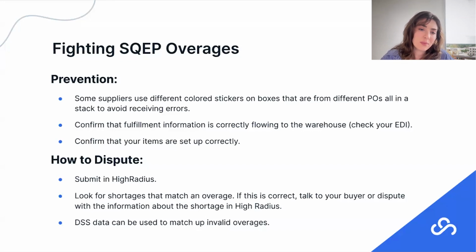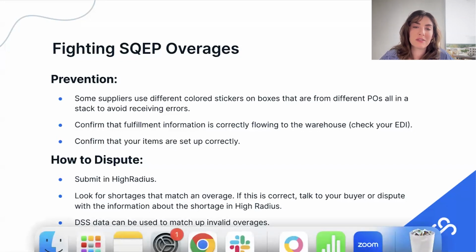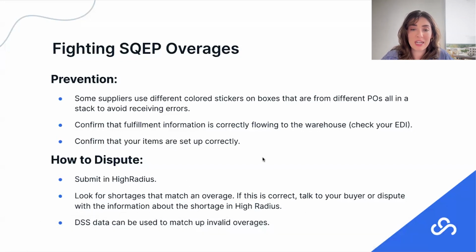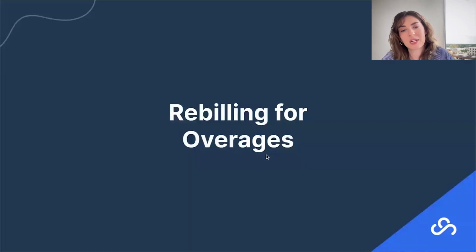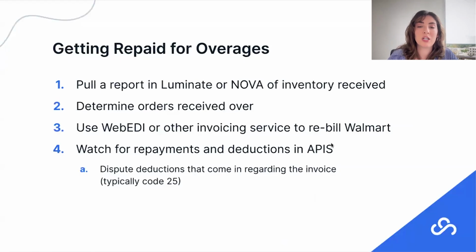And then last here on prevention is just confirming that your items are set up correctly. Feels like very table stakes. If you're a veteran supplier, you may say, my items are set up correctly, but go check them. Start from the very beginning of the supply chain and do a check through if you're seeing chronic issues, especially on a particular item.